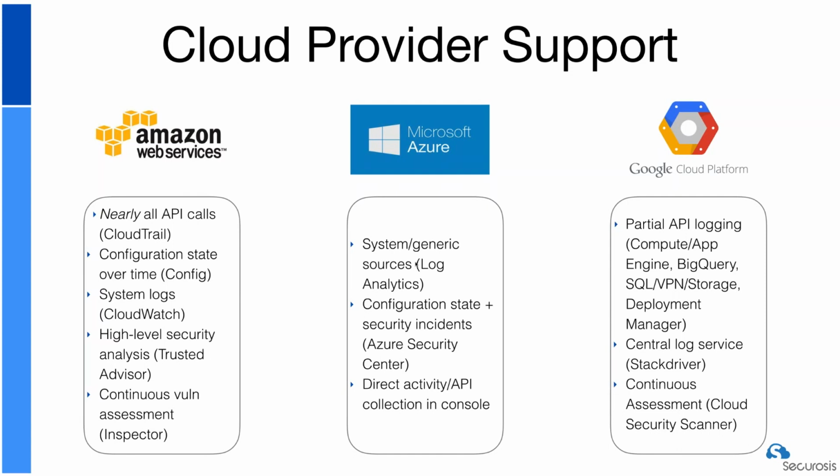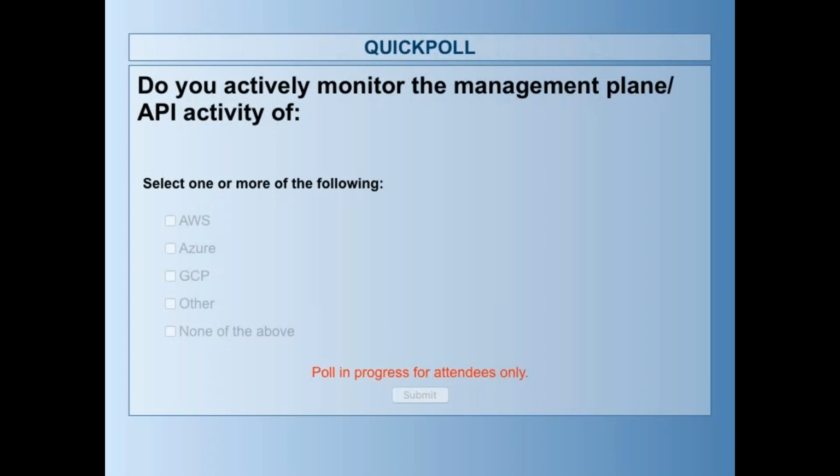But before I go into the details, Jules, we can go ahead and push that first poll question. Let's do that. Jules, if you can get the poll up. There we are. And the question is, do you actively monitor the management plane API activity of? Select one of the following. And there are your choices. And Rich, we usually give people no more than another 5 seconds to get the vote out. So guys, if you can make your selection, we'll close voting in 5, 4, 3, 2, 1.